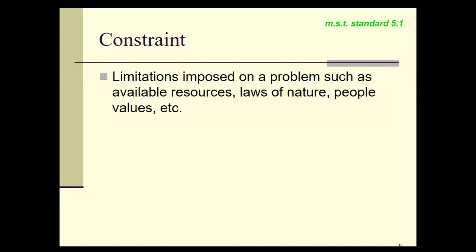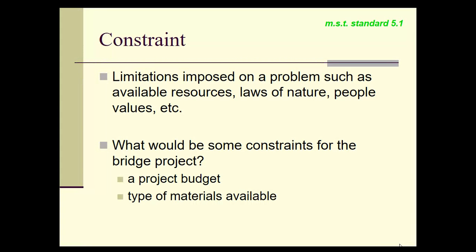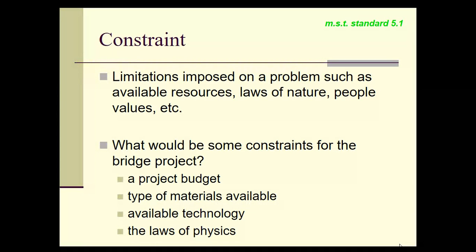Now, this is one of the word definitions you have to type onto the worksheet that goes with this lesson. The definition for constraints is limitations imposed on problems such as available resources, laws of nature, people's values, etc. So constraints are things that limit our problem or solution in some way. Some other examples would be project budget, types of materials available to work with, available technology, or the laws of physics and things like that.